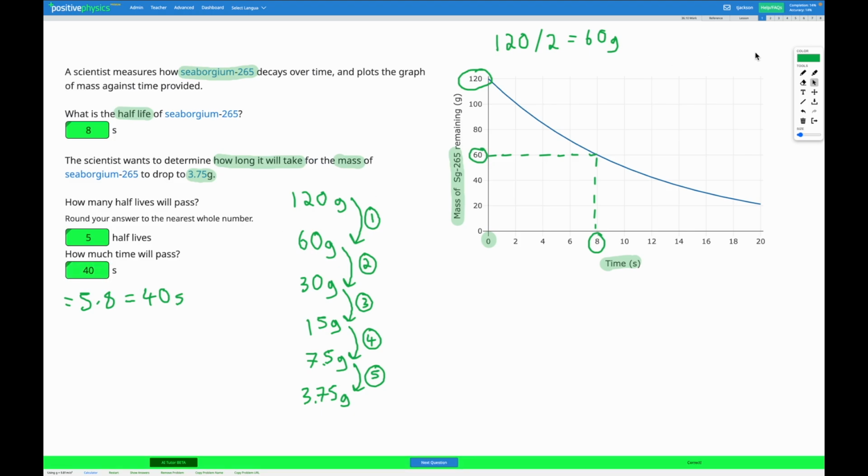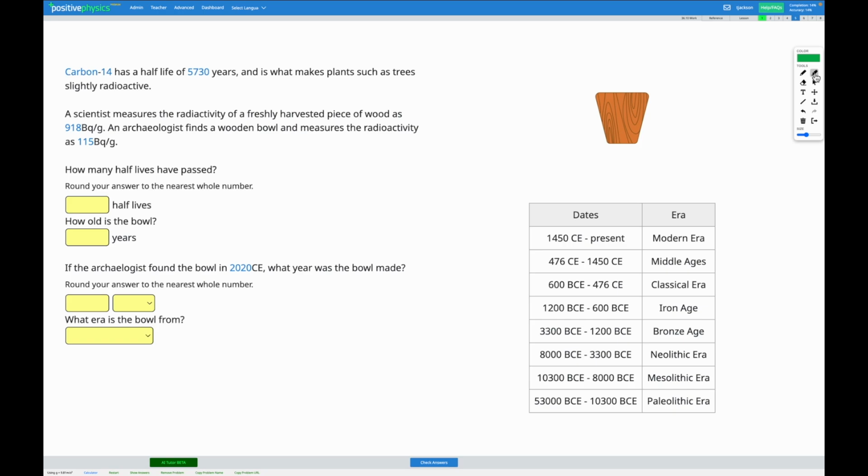Let's do another question. This question is about carbon dating, we're told that carbon-14 has a half-life of 5,730 years, and it's a thing that makes plants such as trees slightly radioactive. A scientist measures the radioactivity of a freshly harvested piece of wood as 918 becquerels per gram. An archaeologist finds a wooden bowl and measures the radioactivity as 115 becquerels per gram.